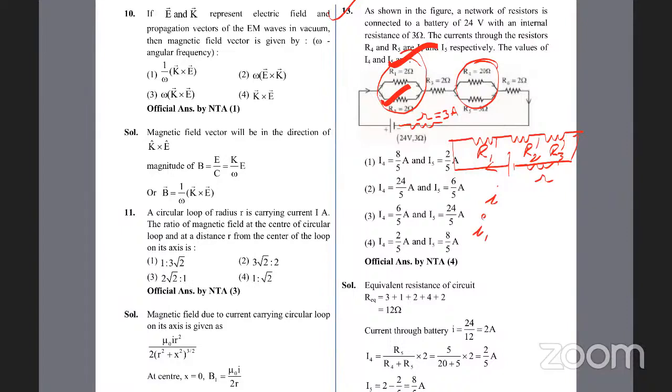So I1 is equal to R2 by (R1 plus R2) into I, if I is the current, the branch current. Similarly, you can find the branch current I2, which is equal to R1 by (R1 plus R2) into I. So it's also based on electric circuits. It is very simple. It's not so tough. So the answer is 4. This one.